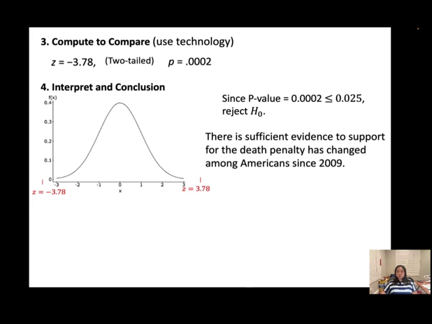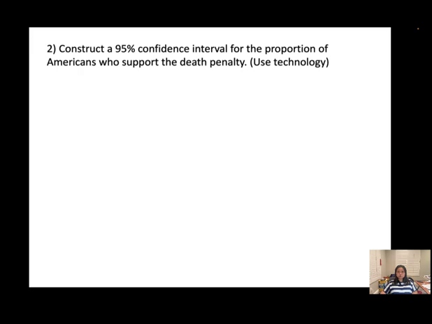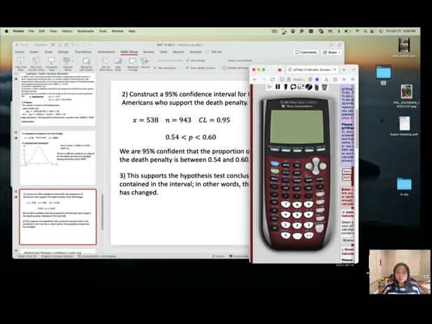Now we're going to do number two. We're going to construct the confidence interval. Remember how to use your calculator? We have the x here and the n here. The confidence level is 95%, so you plug in 0.95. You should find the confidence interval to be 0.54 to 0.60. I'm going to show you how to use the calculator. You go to STAT, go to TESTS. We are working on a confidence interval.